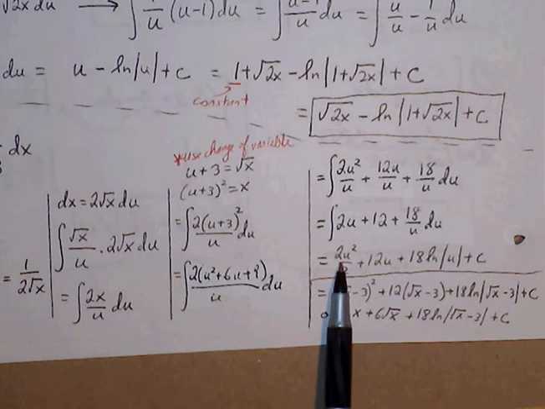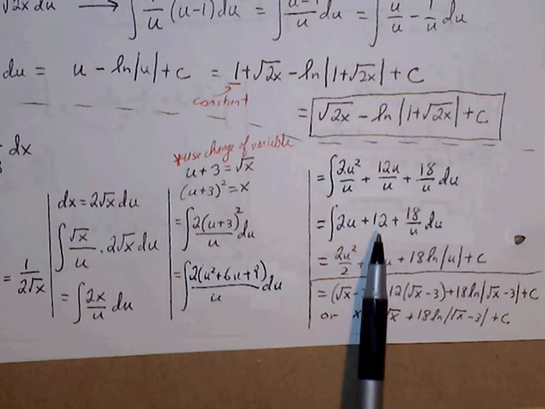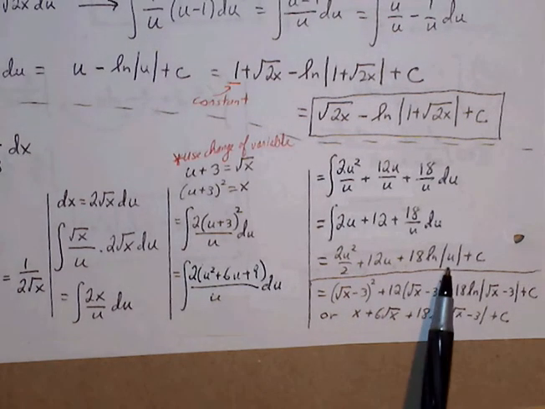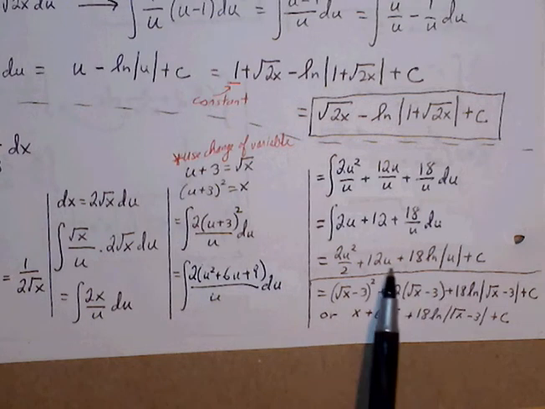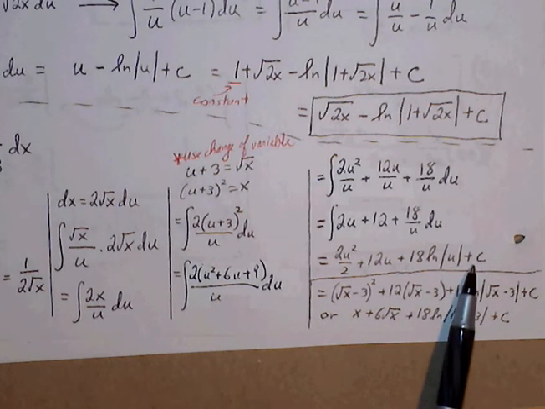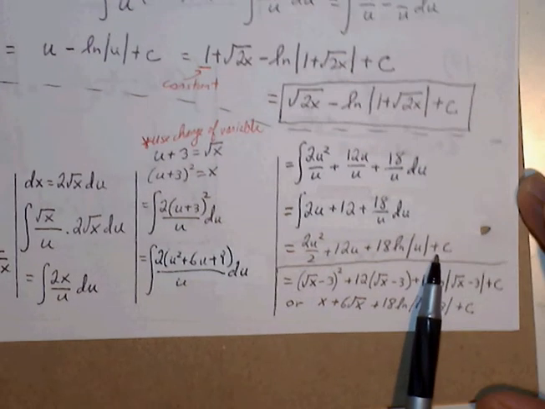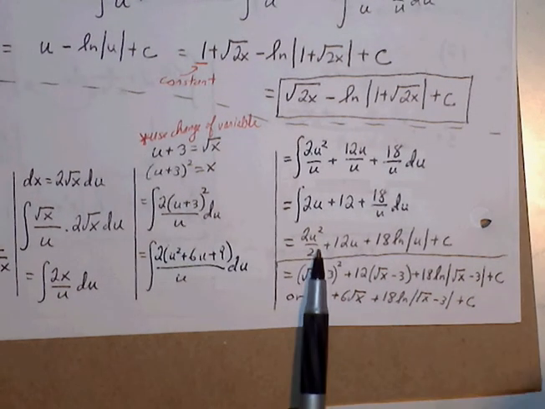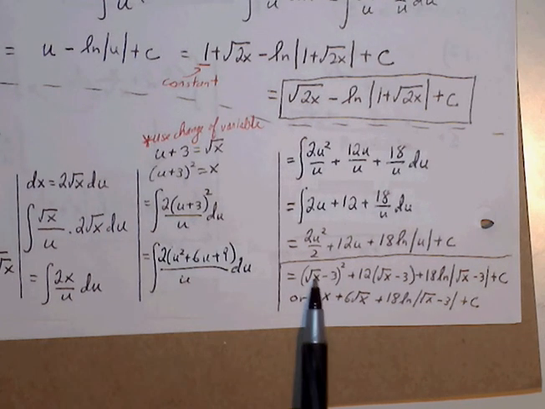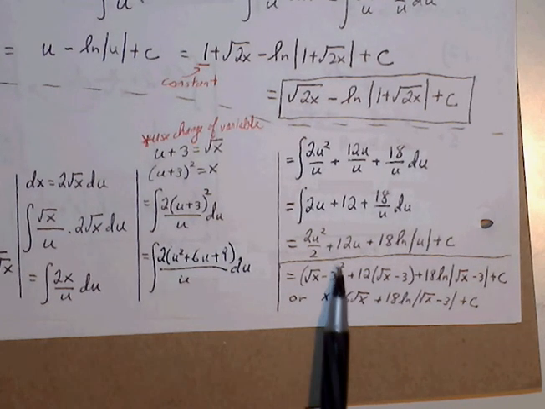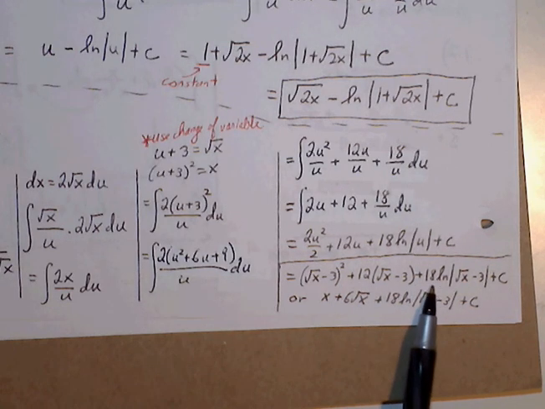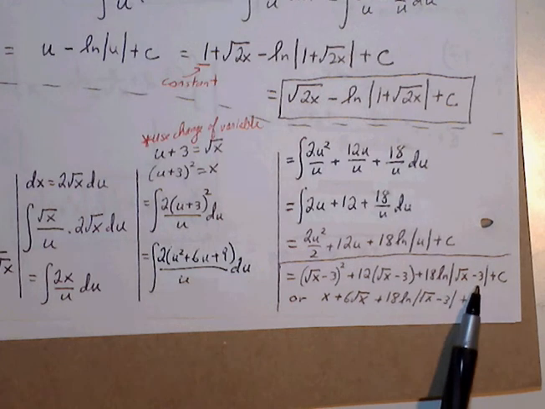So power rule first, 2u squared over 2. 12 becomes 12u. 18 over u becomes 18 natural log of the absolute value of u plus c. We have our general antiderivative in terms of u. Now we just have to clean this up and replace in terms of x. So u squared, we know that u is square root of x minus 3, quantity squared, plus 12 square root of x minus 3, plus 18. u gets replaced with square root of x minus 3.